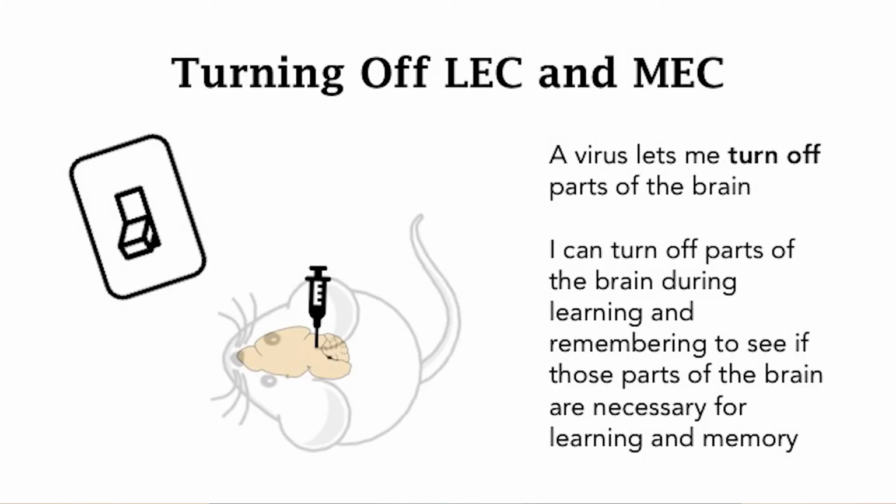So how can I use this task to look at the roles of the medial and lateral entorhinal cortex in episodic memory? Well, I can inject a virus into these two regions and see if the mouse is still able to learn. So if I inject this virus that turns off these areas of the brain and the mouse can no longer learn, then those areas are important. But if I inject the virus and turn off the part of the brain and the mouse still learns, then those areas of the brain are not necessary.